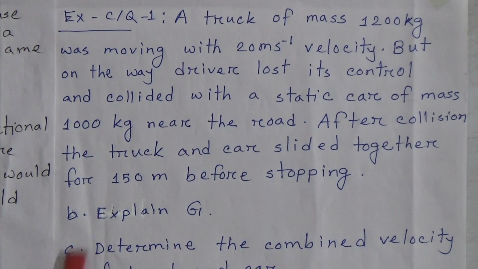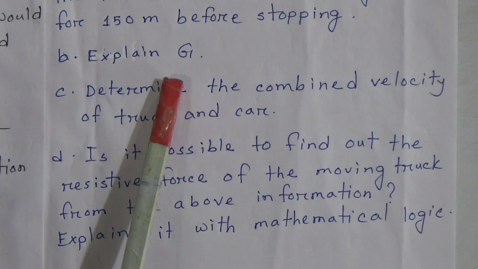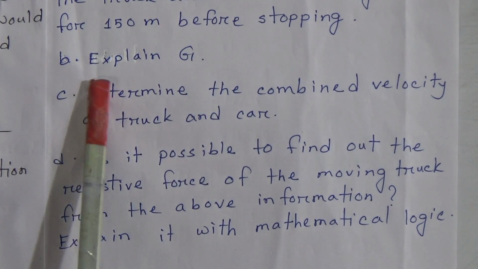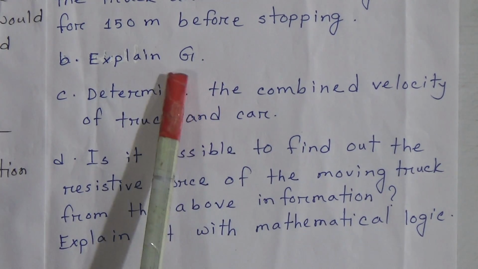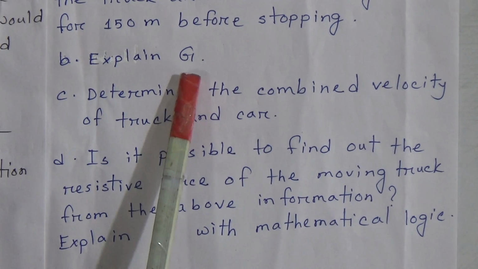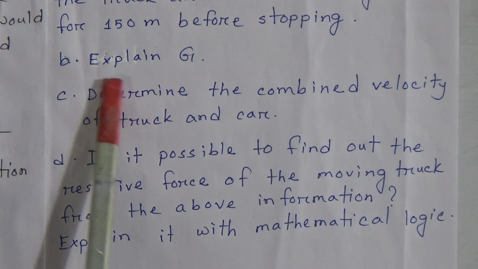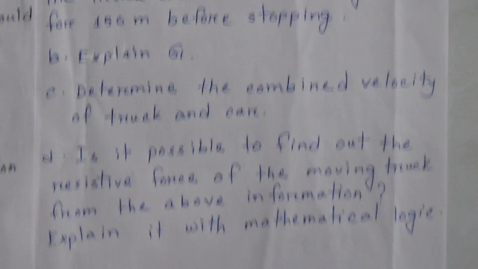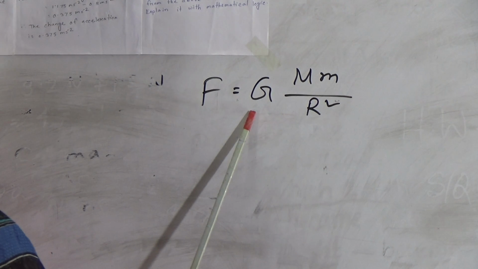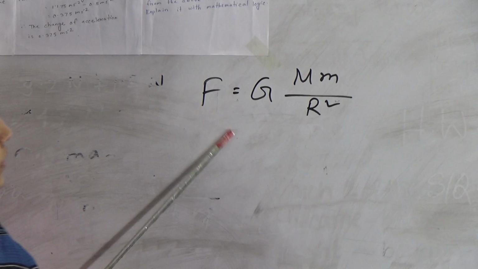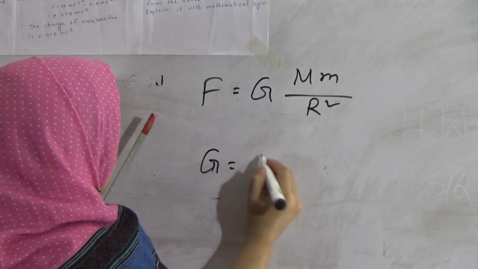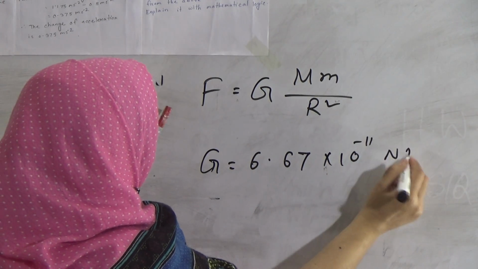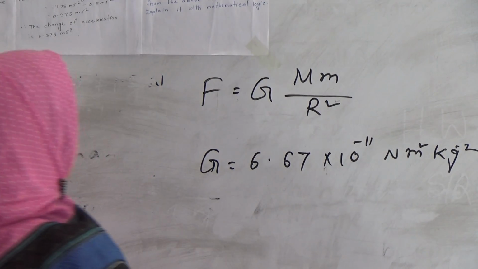My dear students, now see the question here. Question number B, explain G, capital G. It is capital G. That means all of you have known this. This capital G means gravitational constant. So you have to explain this gravitational constant, and at first you have to state Newton's law of gravitation. We know Newton's law of gravitation is F equals to G m1 m2 divided by r square. Here G is the gravitational constant, and the value of G is 6.67 into 10 to the power minus 11 Newton meter square per kg square. Okay, and you have to explain this.